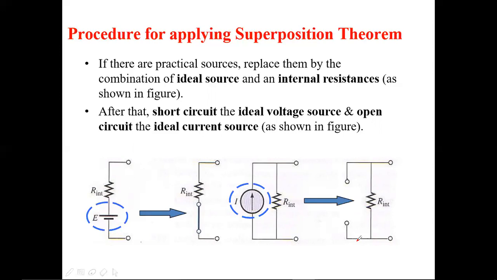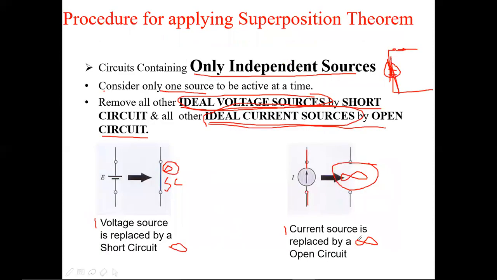After that, short circuit the ideal voltage source and open circuit the ideal current source. Same thing what I explained here. You can implement that logic before these 2 points I discussed, with different wording. The wording I use is: ideal voltage sources are replaced with the internal resistance R equals 0, and ideal current sources are replaced with the internal resistance R equals infinite. You already know this from our previous session.